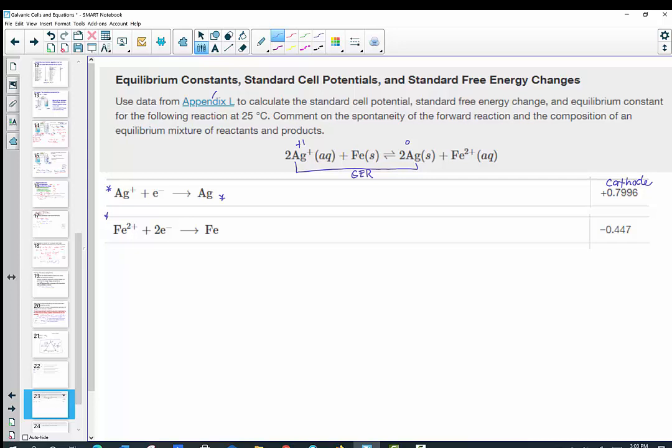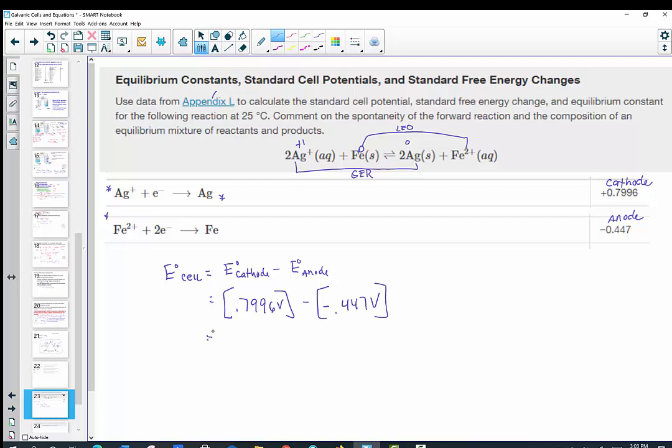Iron is going from a 0 to a plus 2. That is the oxidation half reaction, which occurs at the anode. We can calculate Ecell by taking the value of the cathode potential minus the anode potential. So Ecell is 0.7996 minus negative 0.447. These are volts.